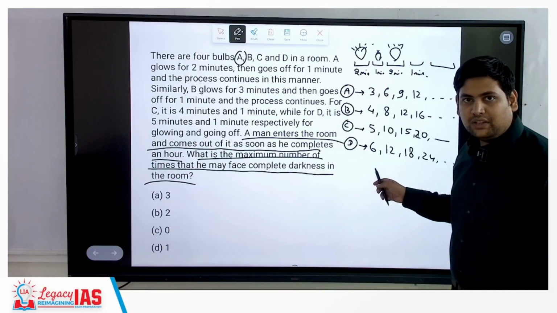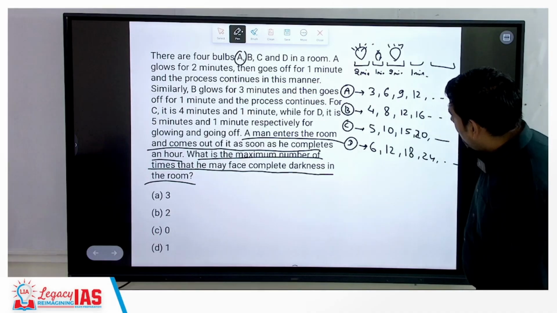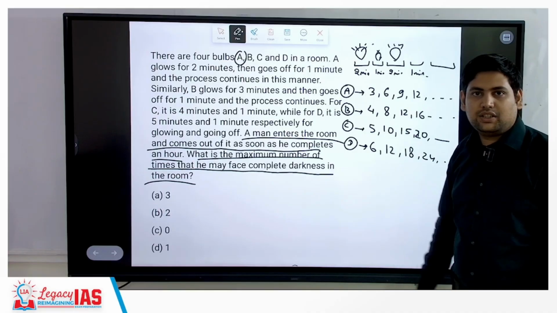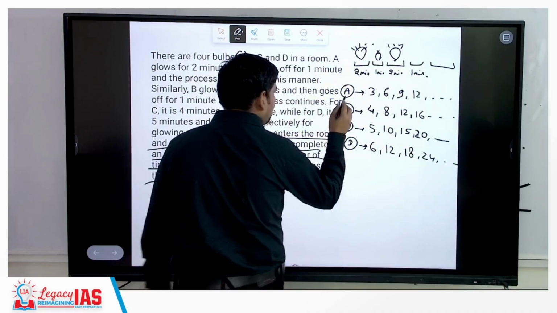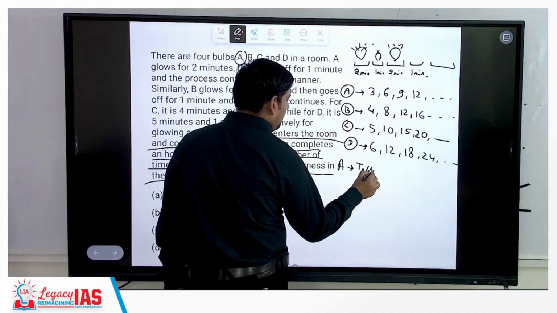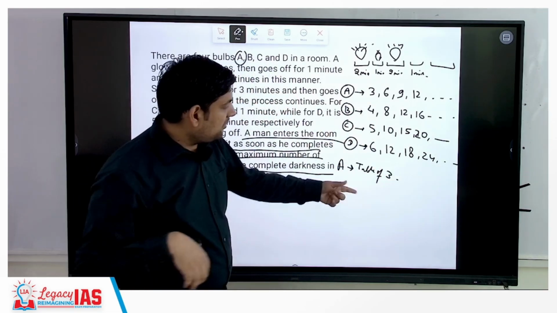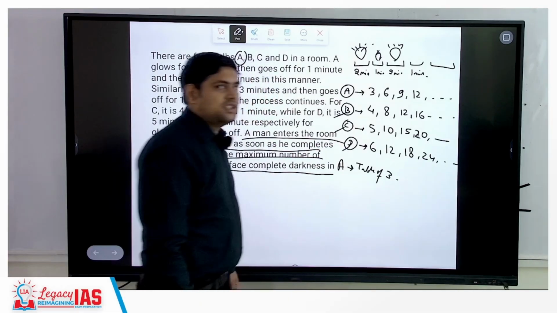So for total darkness, what do you want? That there should be some number which is common in all 4 of them. Then only you can experience total darkness. That is why, what are these actually? A is actually the table of 3. A is going towards darkness in the table of 3. Similarly, B is going in the table of 4, then the table of 5, the table of 6.